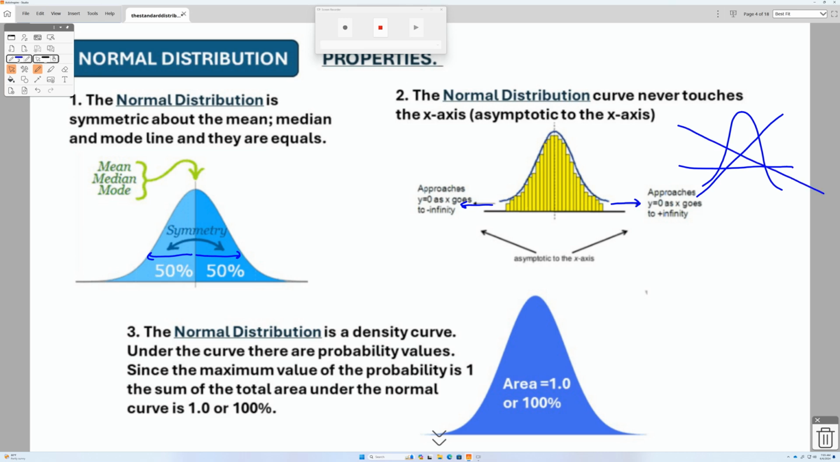The normal distribution is a density curve, which means that the area under the curve and above any range of values is the proportion of all observations that fall in that range. The proportion of all the values is between 0 and 1, or between 0% and 100%.